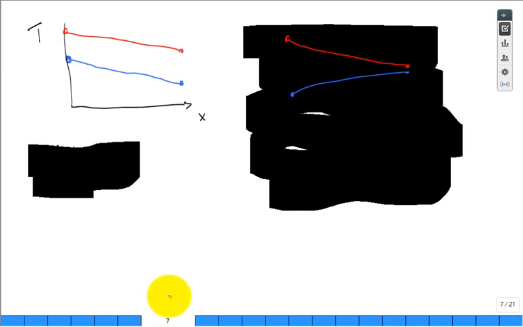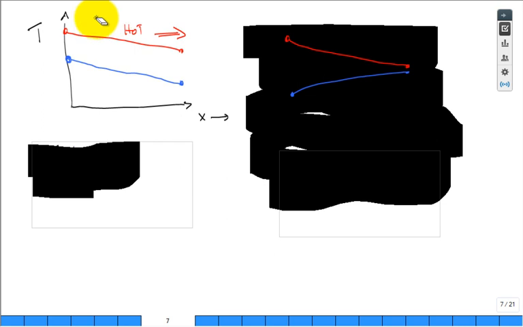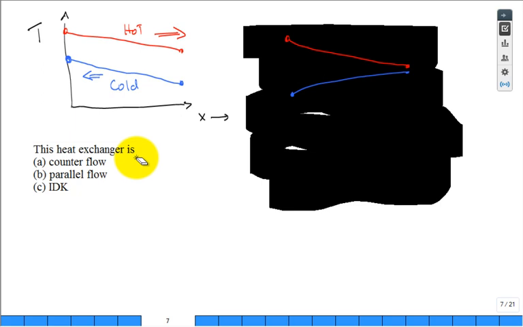What did I sketch here? Temperature is a function of x. True? What's the red line for? The hot fluid. Can you tell what is the direction of the flow of the hot fluid? Is the hot fluid flowing to the right or to the left, just from the profile? To the right, because it's going to be cooling. And then how about the cold fluid? What direction is the cold fluid flowing, just from the profile? Is this heat exchanger a counterflow, parallel flow, or I don't know?